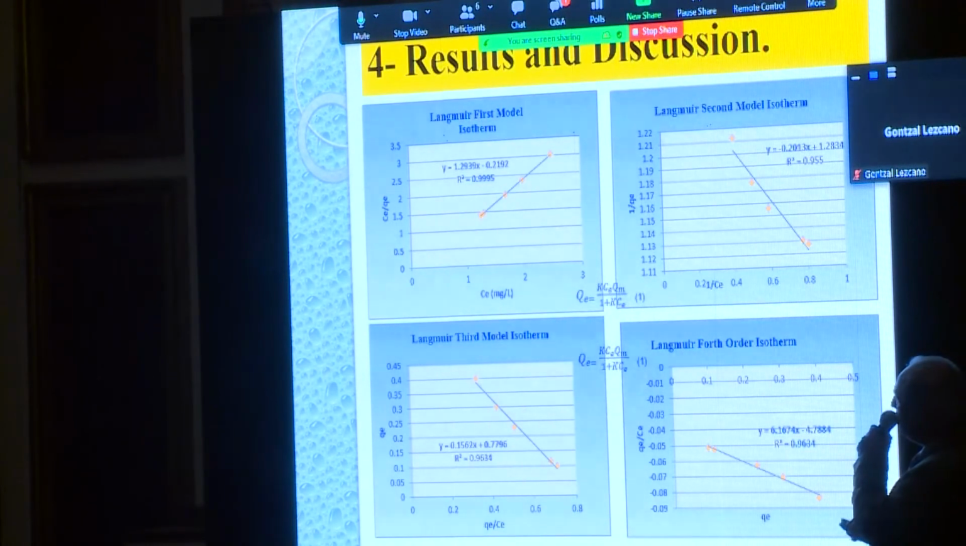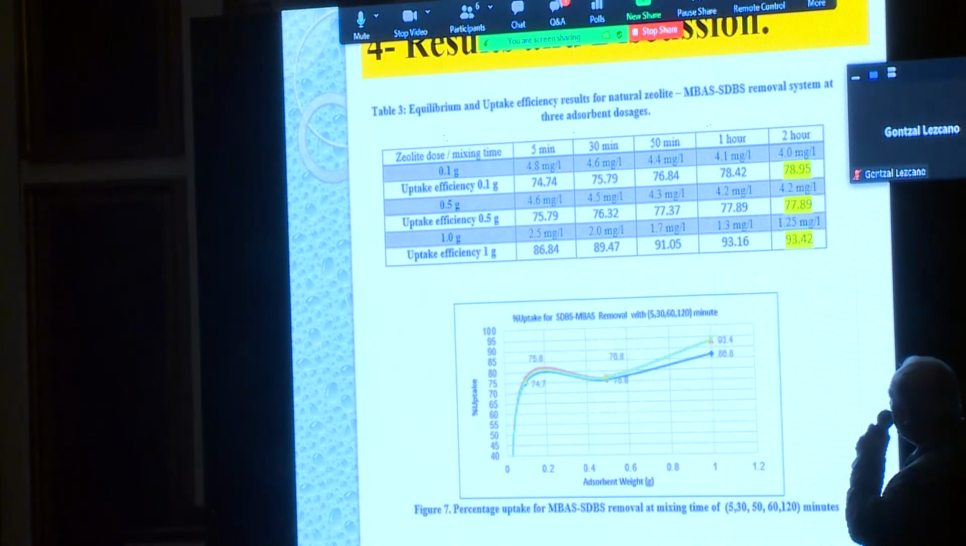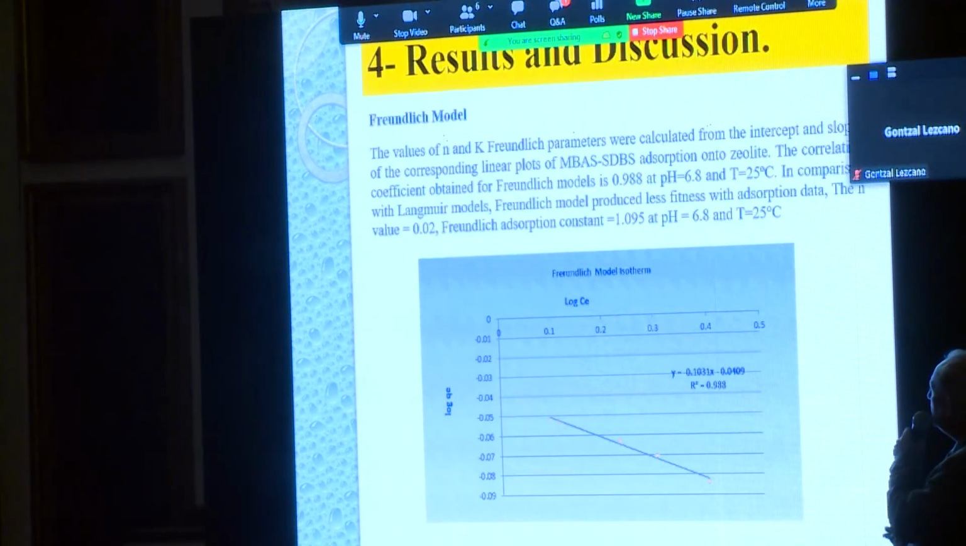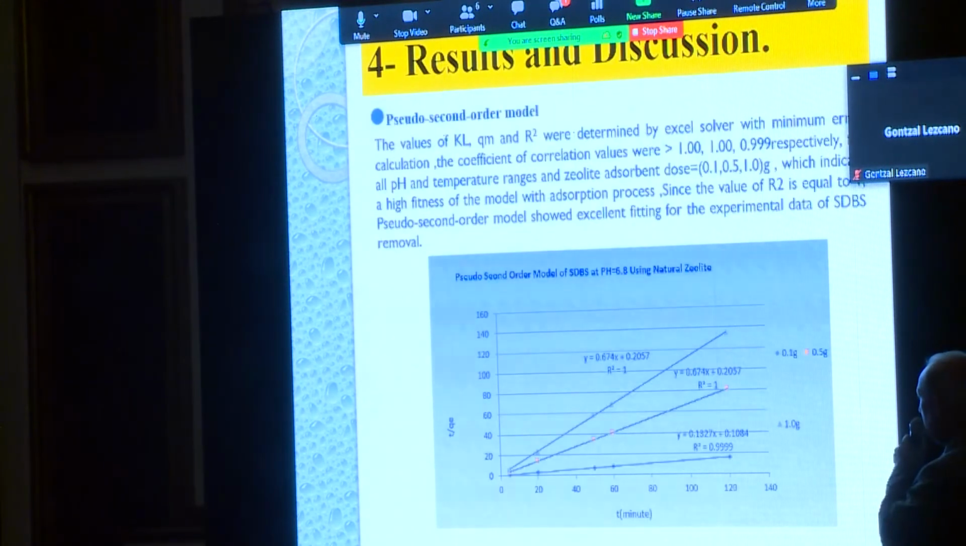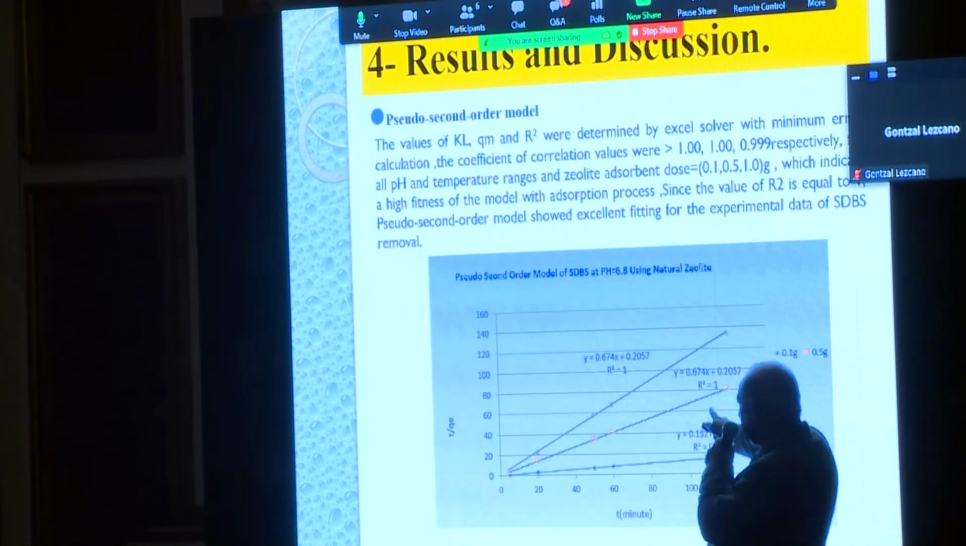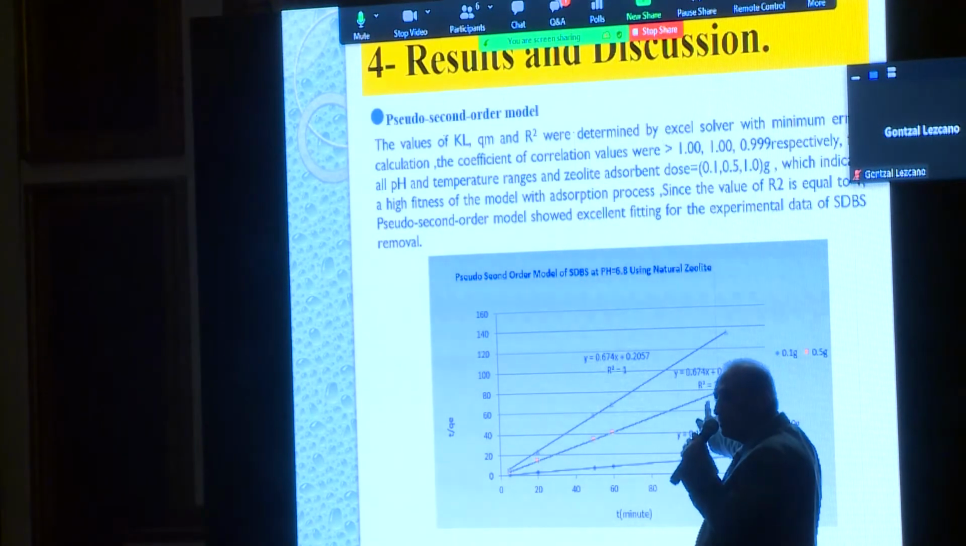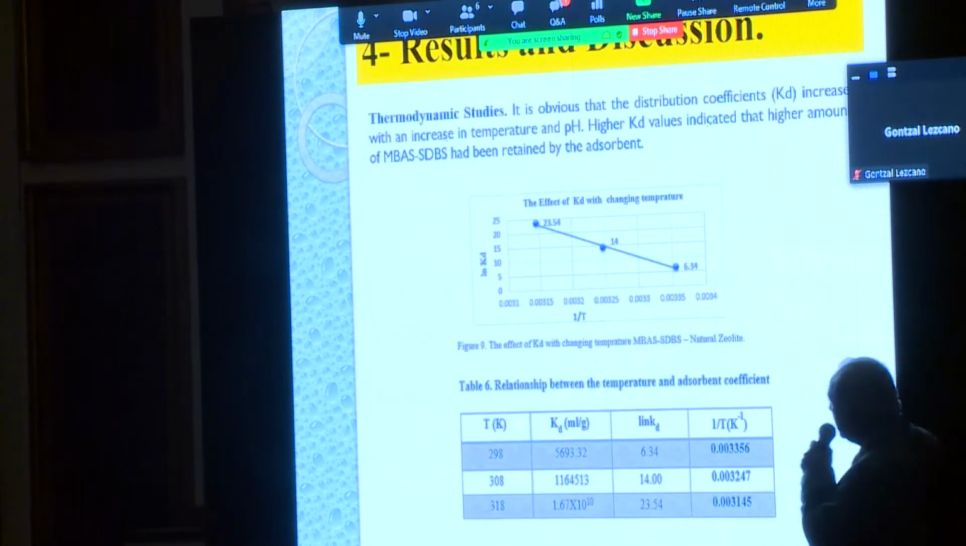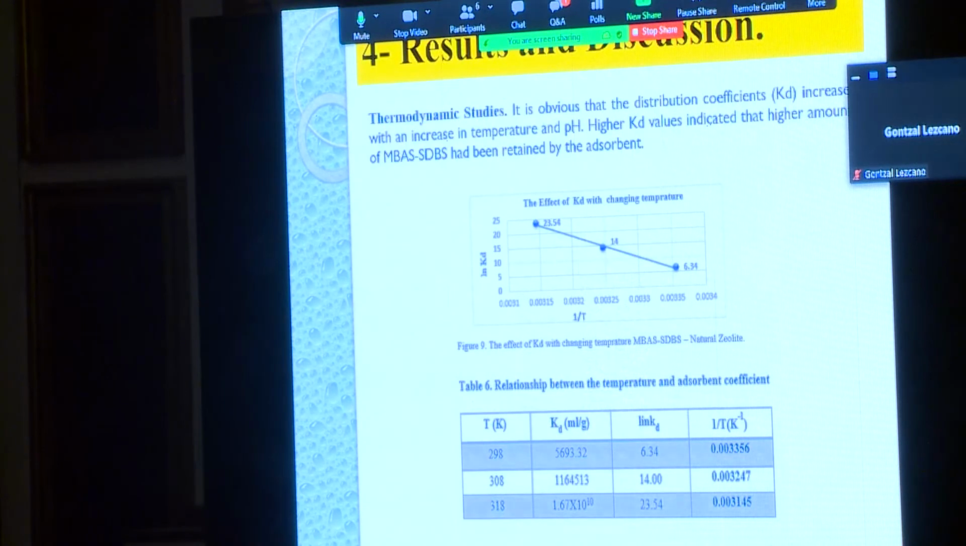Again, those are the models, and those are the removal efficiency, Freundlich model analysis. And this is the pseudo-second order model fitting. You see that the correlation coefficient here at adsorbent dose of 0.5 milligram is 1. And again, the thermodynamic studies, as I said before, show that there is insignificant effect of the temperature on removal efficiency.